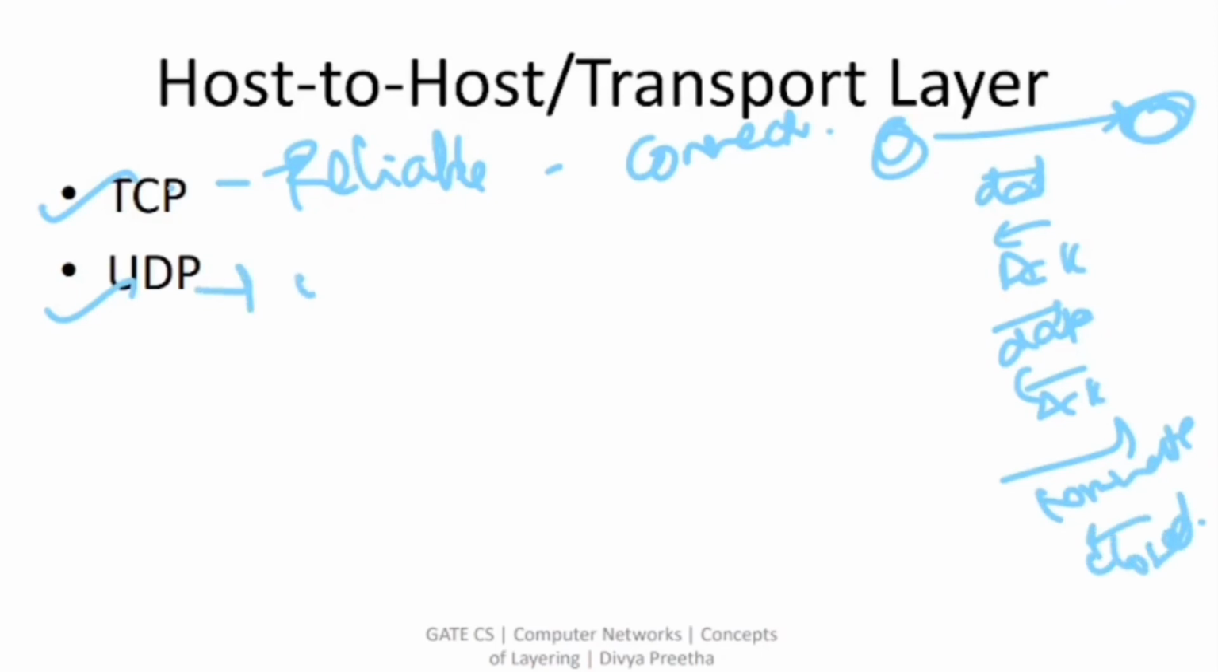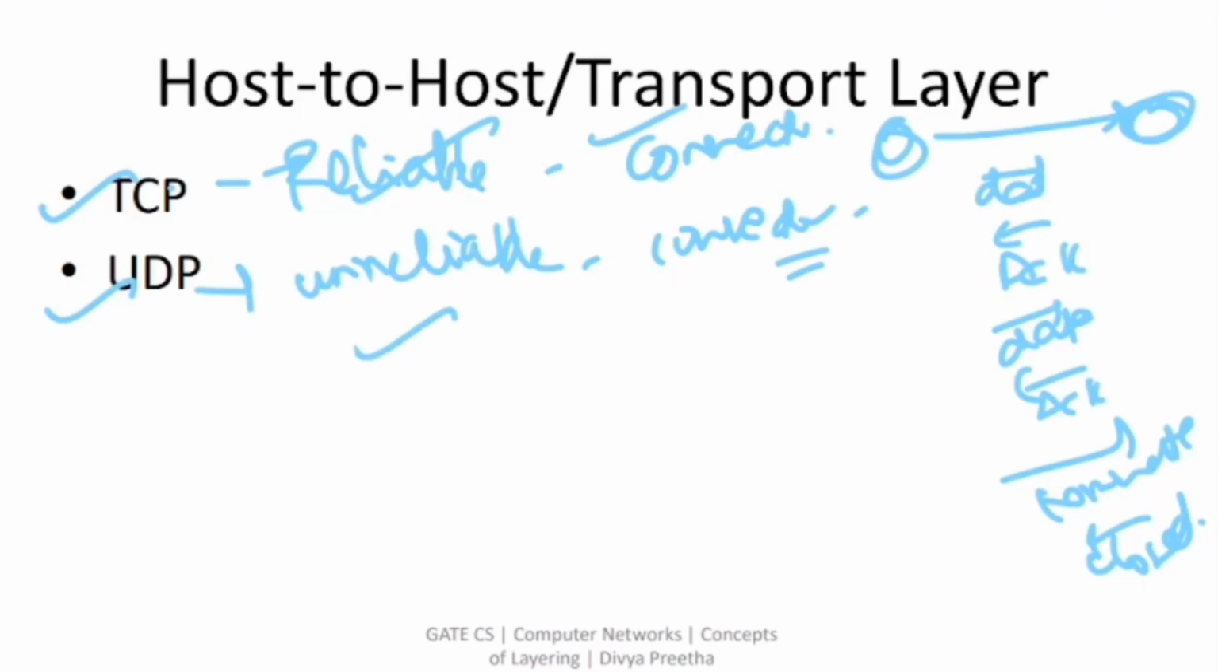But UDP, User Datagram Protocol, is unreliable, which is connectionless. So TCP is connection oriented, it ensures end-to-end data delivery and it can handle flow control. But UDP is a connectionless protocol which is unreliable. In TCP we have a sequence number in order to merge the data after receiving, but UDP doesn't have sequencing or flow control.